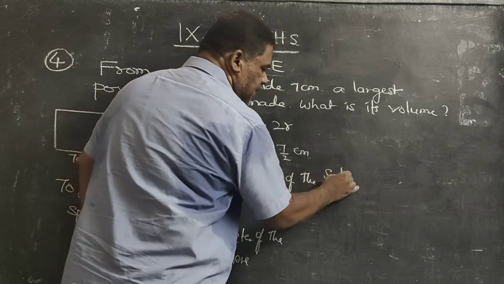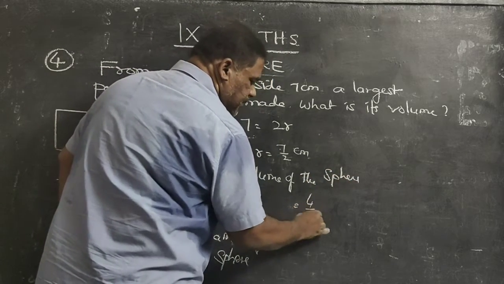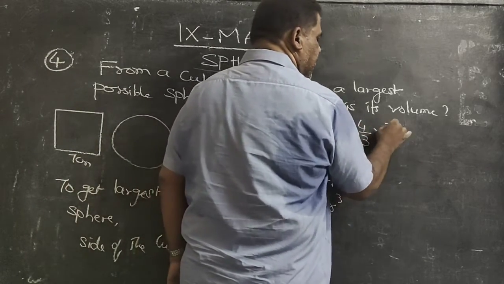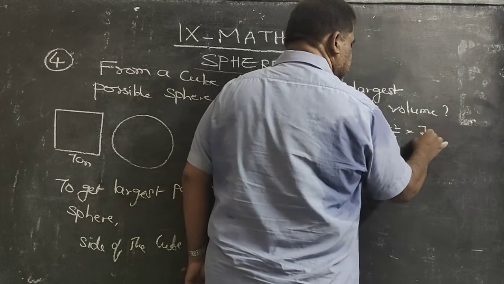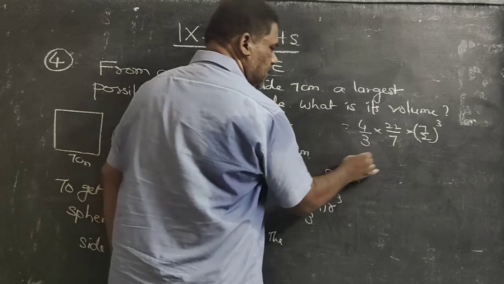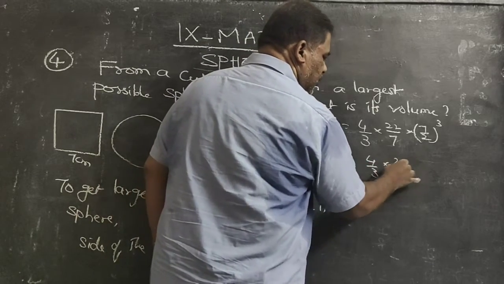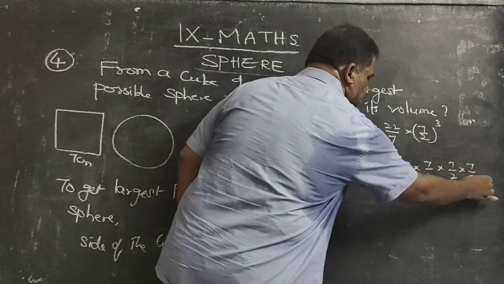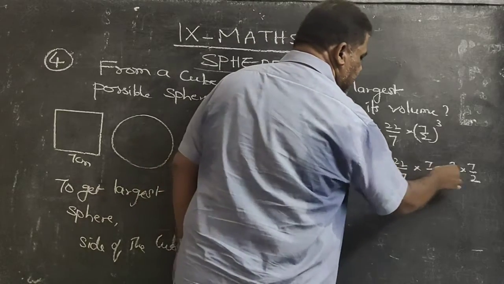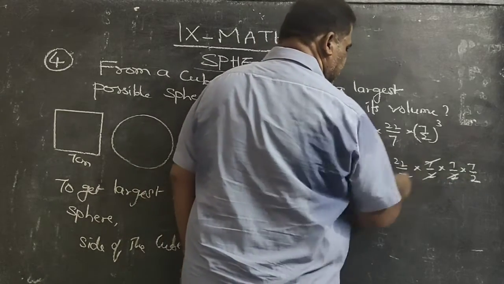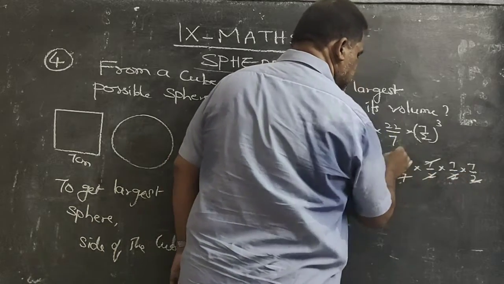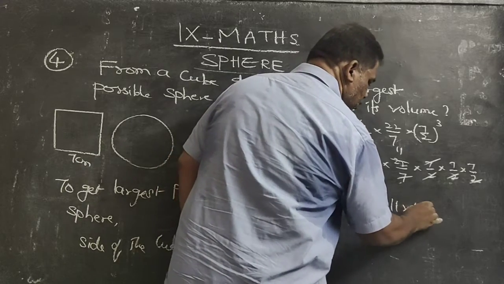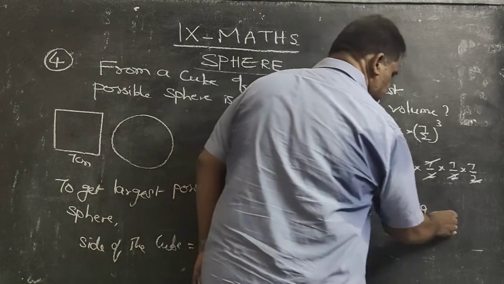So, volume of the sphere, the formula is 4 by 3 pi r cube. So, it is 4 by 3, pi is 22 by 7, radius is 7 by 2 whole cube. So, it is 4 by 3, 22 by 7, 7 by 2 whole cube means 7 by 2 into 7 by 2 into 7 by 2. This 4 you can cancel with these 2. 7 we can cancel. 2 ones are 2, 11s. This is 49 into 11 in the numerator, and in the denominator it is 3.